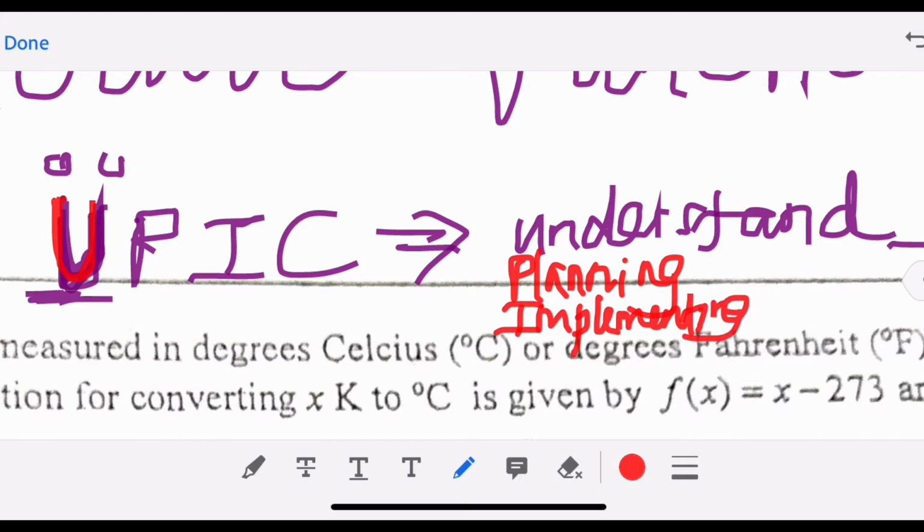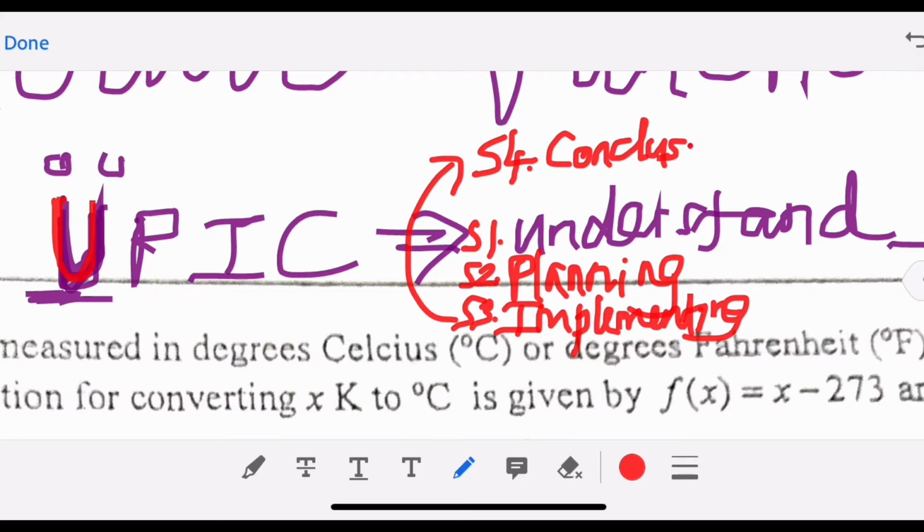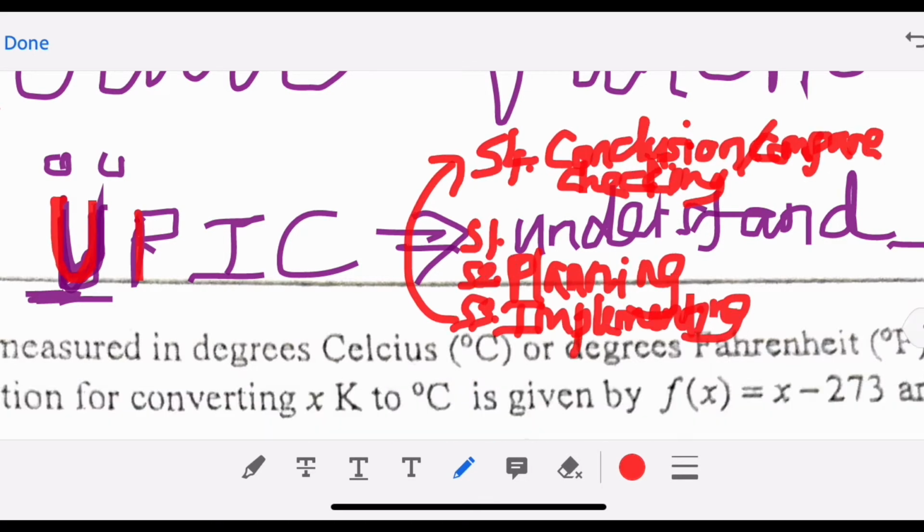I'm highlighting the steps for a hot question. When you see a hot question, you don't have to worry. You follow the steps. Step 1, understand. Step 2, planning. Step 3, implementing. And what is the last step? Step 4 is we try to make a conclusion. Normally you have to write it in a short sentence. Sometimes we do comparison. They will ask you to compare, or maybe you have to check your answer. So basically there are 4 steps for a hot question. Remember the 4 steps: U, P, I, C.